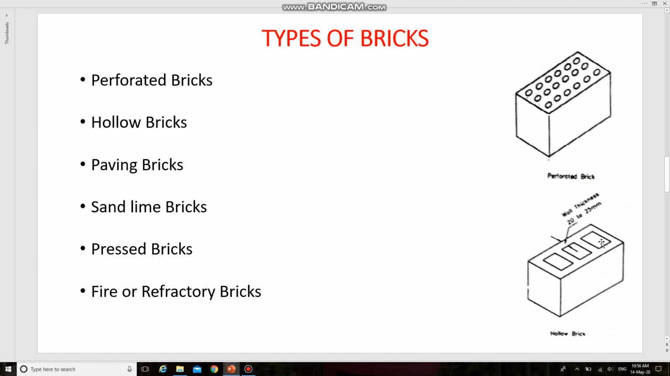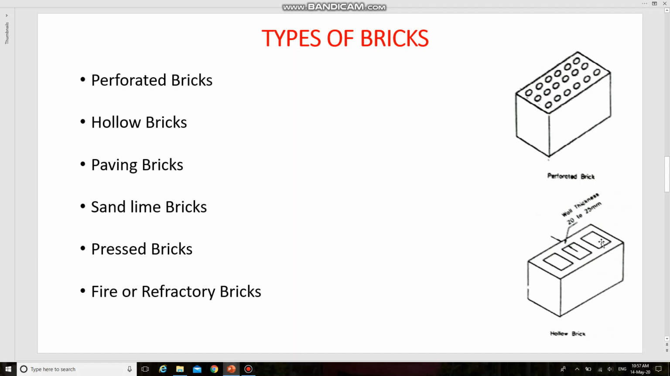The third type is paving bricks. These bricks are prepared from clay containing a higher percentage of iron. They have a better resistance against the abrasive action of traffic. So fourth type is sand lime bricks. These bricks are also called calcium silicate bricks. These bricks are hard and strong and uniform in color and texture. These bricks present a clean appearance and hence plastering is not necessary. They have a low resistance against abrasion.